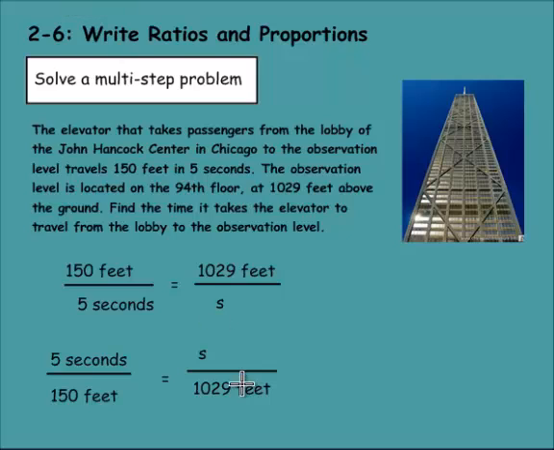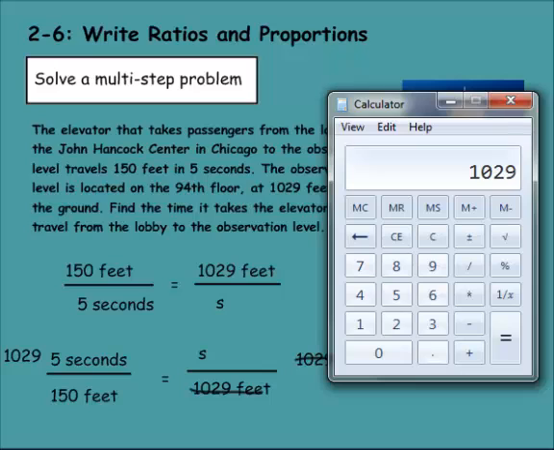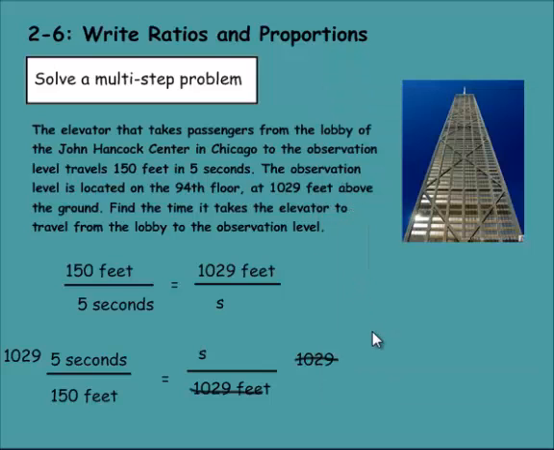Now we can multiply both sides by 1,029. So it'd be 1,029 times 5. These would cross out over here. So let's solve that. 1,029 times 5. That'd give me 5145 over 150 feet. And that means equals S.